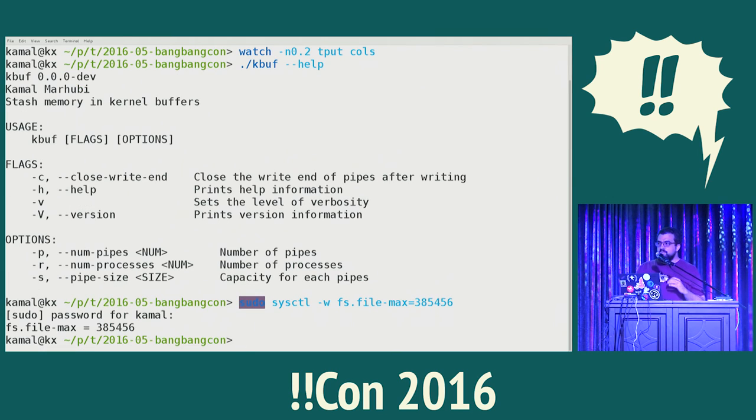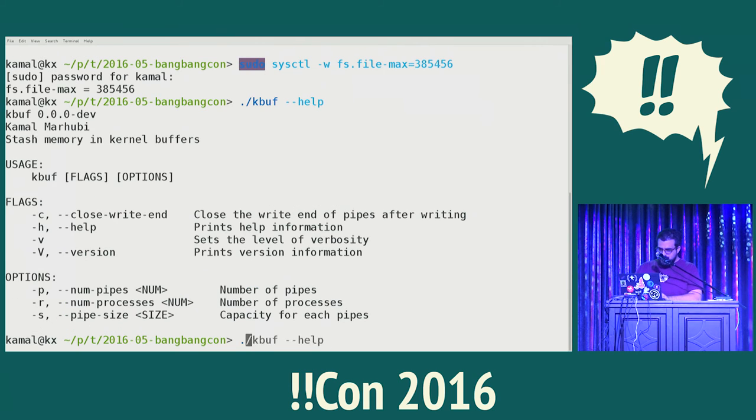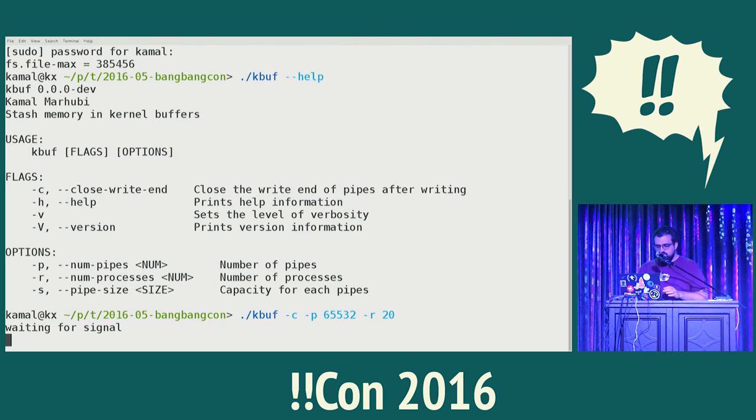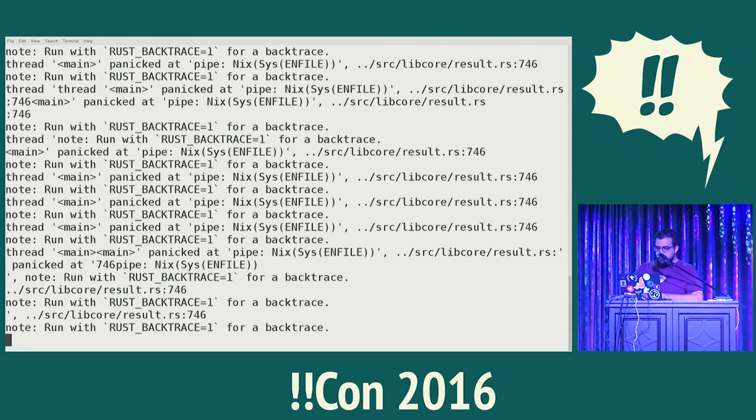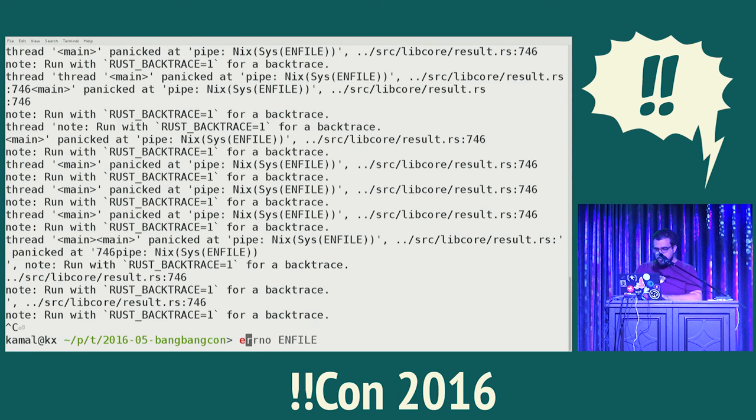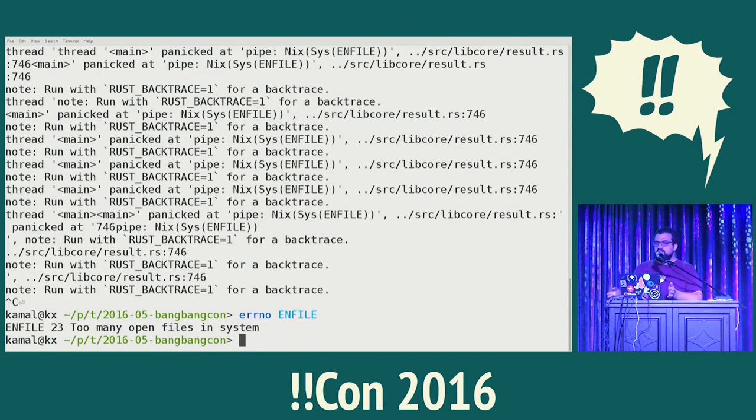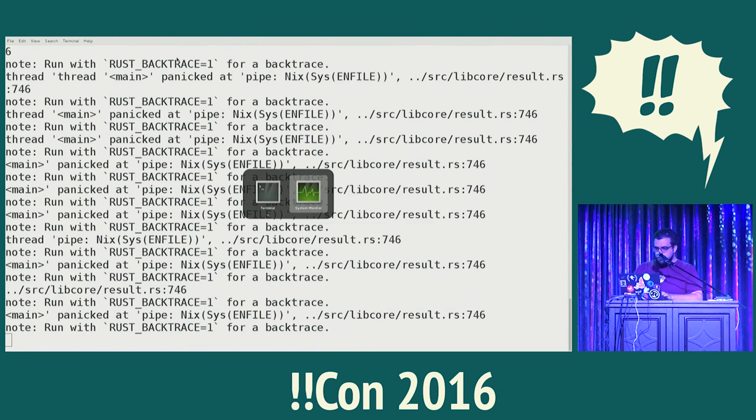This is the default maximum number of files that can be open on my system at a given time. We've got this thing, and we can try and create 20 processes with 64K pipes each with 4 kilobytes, which is way more memory than my machine has. And if I run this, I get a bunch of errors. It's ENFILE, and if we run errno ENFILE, it's too many files open in system.